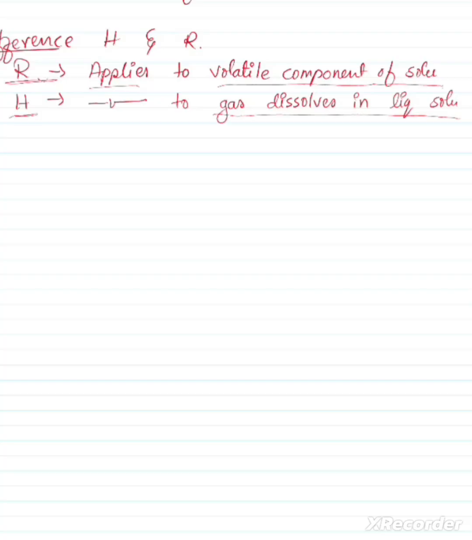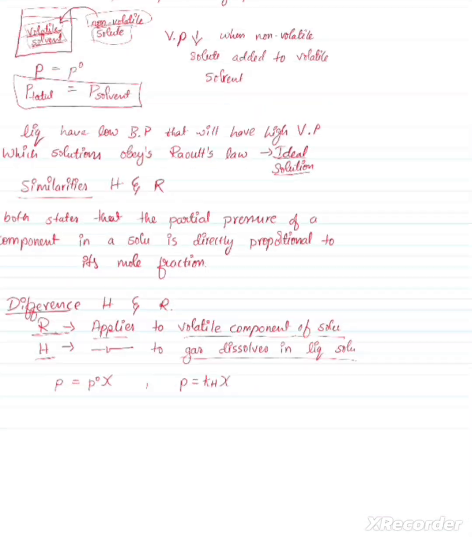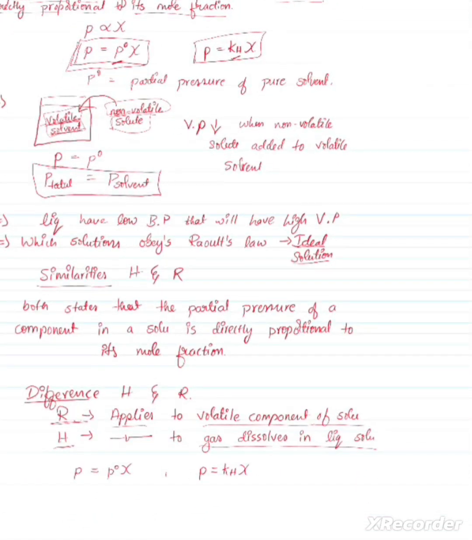Another difference you can give is the mathematical expression. Here, partial pressure is equal to the vapor pressure of the pure solvent times the mole fraction. In case of Henry's law, partial pressure is equal to Henry's constant times the mole fraction. These two differences you can write. Okay, under Raoult's law, the statement is very, very important.